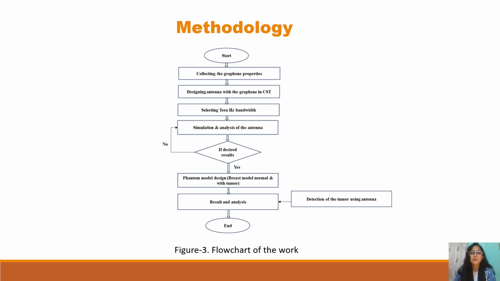So in this slide, the flowchart of the work is given, where the work was started by collecting the graphene properties and the antenna was designed in CST by using graphene as patch material. After that, the terahertz bandwidth was set and after simulating, all the data were analyzed. When the desired results were got, then the phantom model was designed and the results were analyzed. From the analysis, detection of the tumor through the antenna was done. Let's move to the next slide.